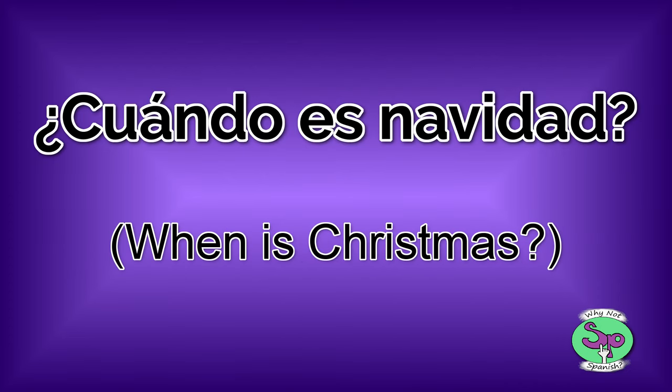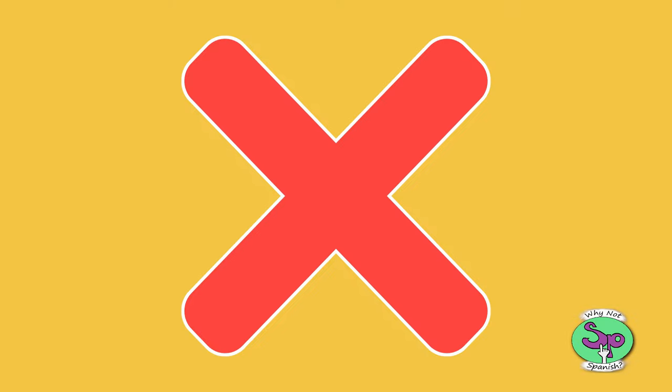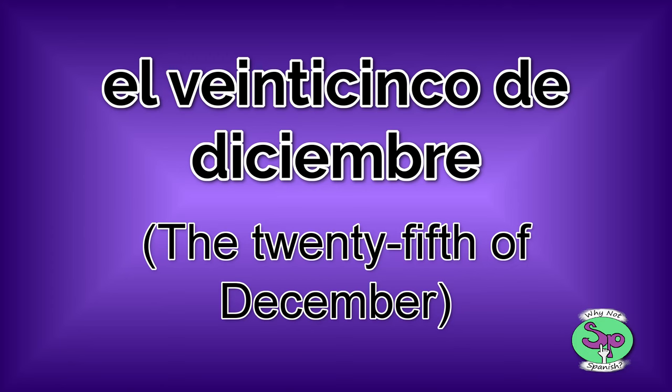¿Cuándo es Halloween? Halloween es 31 de octubre. El 31, like the... Oh, okay. Halloween es el 31 de octubre. ¿Cuándo es Navidad? Navidad es el 30 y... No, that's the 31st. Navidad es el 25 de diciembre. Well, that wasn't too bad. How was it for you? Was it easy to say the dates in Spanish?